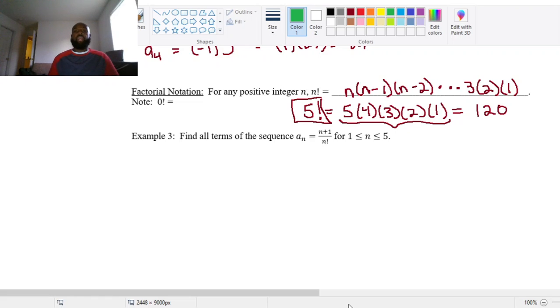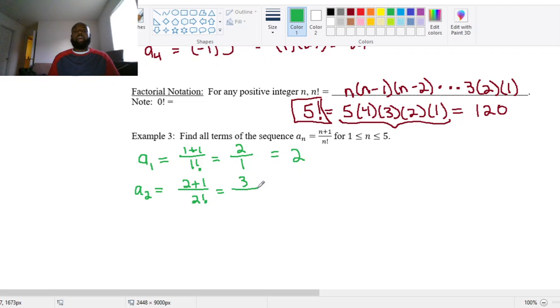And so what we're going to do here is we're going to start with n equals 1. So we're saying that our n, which is always going to be a positive integer for us, we're going to start at n equals 1, and we're going to go all the way through until we get to n equals 5. And so first, we're going to find a sub 1, which is our first term. We plug in 1 wherever we see an n, so that'll be 1 plus 1 over 1 factorial. Well, that's 2 over 1. 1 factorial is 1, and so we get 2. So that's our first term. Let's do a sub 2. I'm going to plug in 2 wherever I see the n.